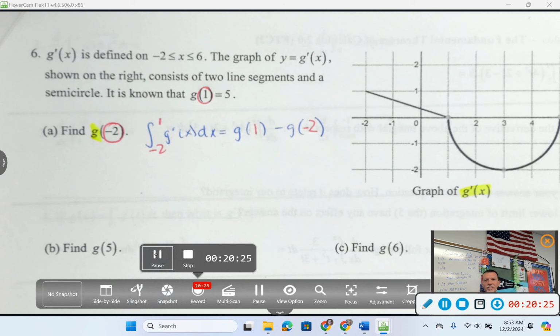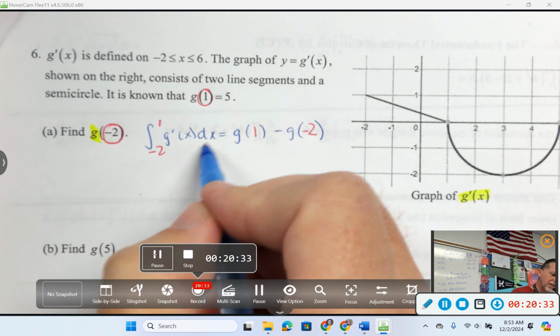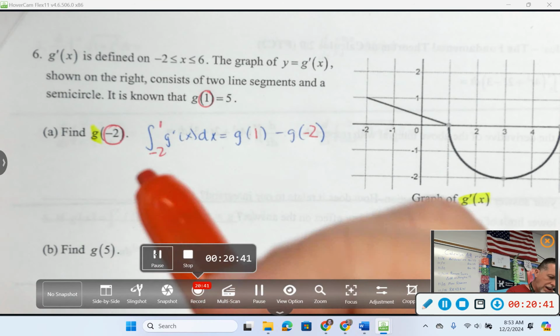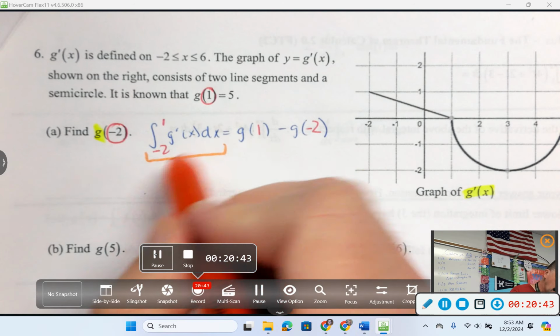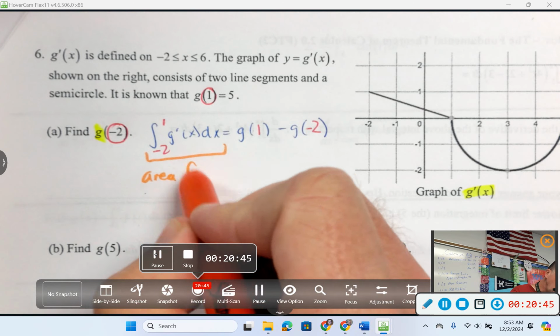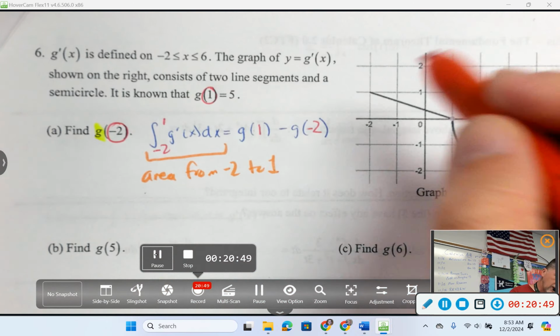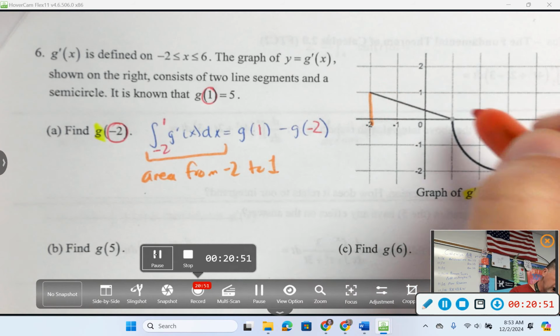Evaluating antiderivatives, I can either do it by hand, I can do it by calculator, I can do it by area, or they could just give it to me. There's like 4 different ways to find this. Obviously, this is an area problem. And I want the area from negative 2 to 1. So negative 2 to 1.